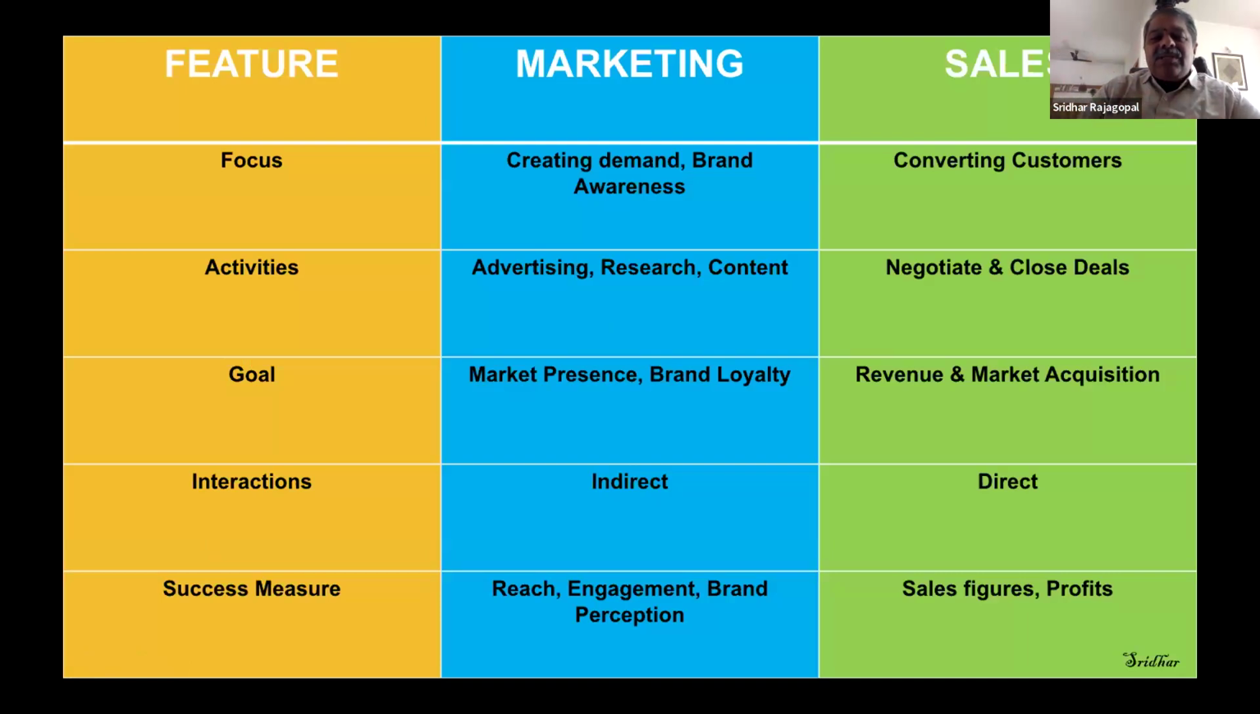The interactions of marketing are indirect, whereas the interactions during sales are direct. The measure of success for marketing is the reach, the engagement, the brand perception, and the depth, whereas the success measure for sales is just your sales figure. How many did I sell? What kind of margin did I make? And so on and so forth.